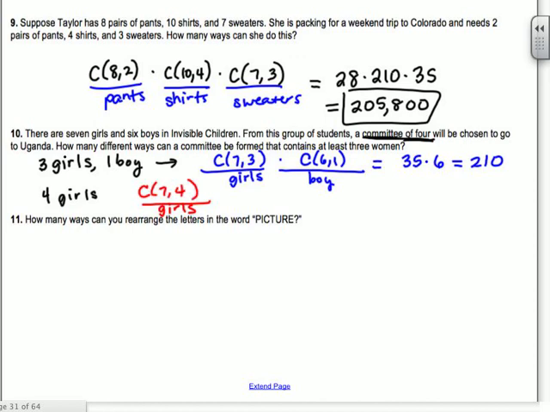We had 7, we're going to select 4 girls. 7 choose 3 and 7 choose 4 end up being the exact same thing. Isn't that weird? You guys can try it. You'll get 35.